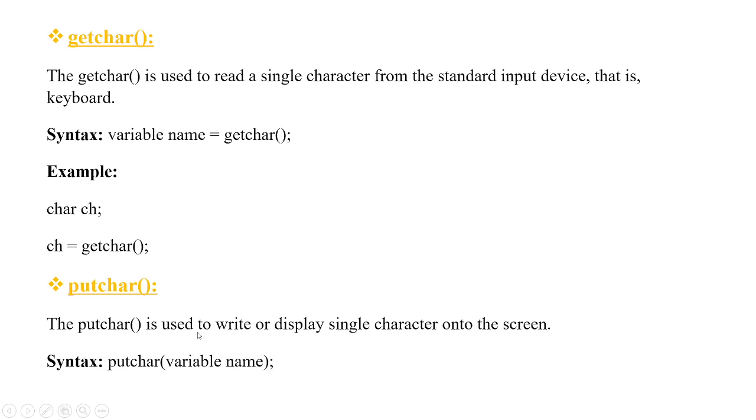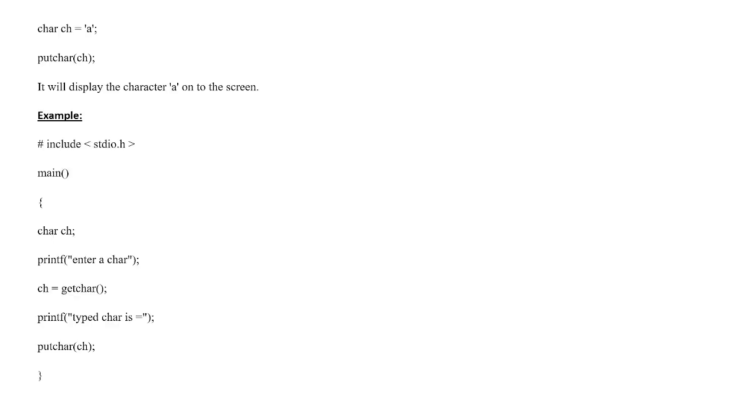The putchar is a function which is used to display a single character on the output screen. That is putchar, whatever the variable. Say suppose ch is a variable which is storing one character, I can say putchar(ch); within the brackets, semicolon. Now let us see how putchar and getchar functions are going to be used in a program.